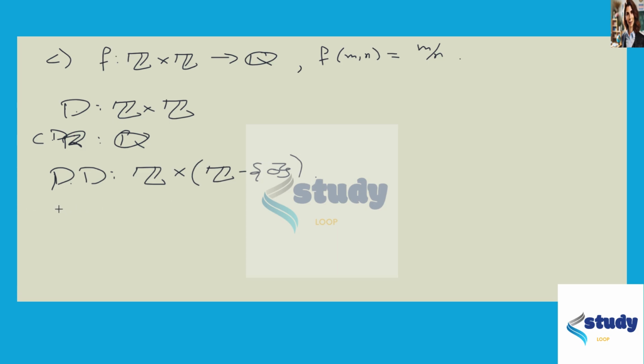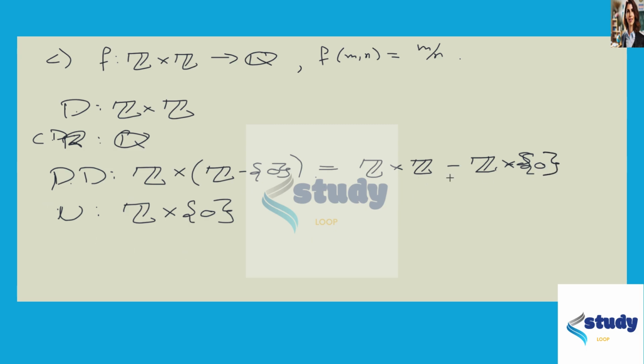And then your undefined set is just Z multiplied by the set {0}. What this means is that it doesn't really matter what m is. If n is 0, then we're undefined for that set. And if you think about your algebra, this is equal to integers times integers minus integers times 0. And so we're subtracting away this set.